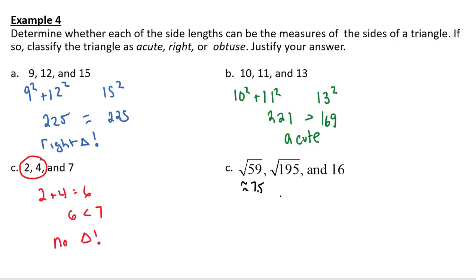This 195, okay, square root of 195 is somewhere between 13 and 14. 14 squared is 196. So 13 squared is 169. I just think that's something that's really cool. So I'm going to say this is approximately 13.6.